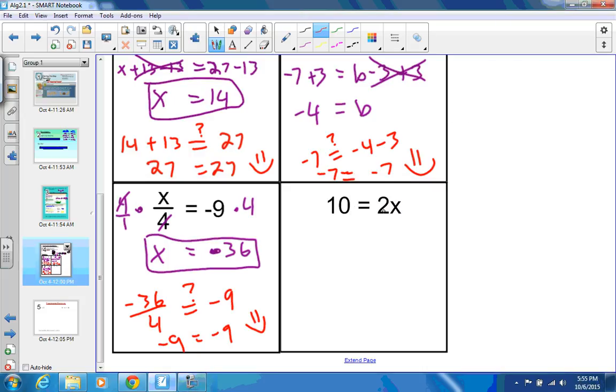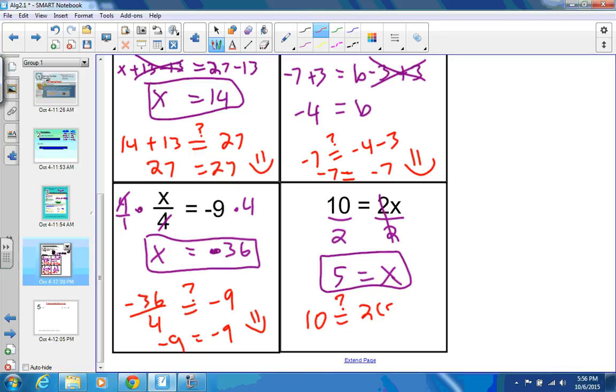Last one, 2x or 10 equals 2x. So think, what does it mean when you have 2 with an x next to each other? Well, that's multiplication. So we're going to undo it with division. And this I'm always going to do underneath. Divide it by 2, divide it by 2. So 2 over 2 becomes a 1, or just 1x, which we know is just the same as x. And 10 divided by 2 would be 5. All right, I'm going to check it by doing 10, is that equal to 2 times 5? Well, 2 times 5 is 10, so you betcha. Give yourself a smiley face again.